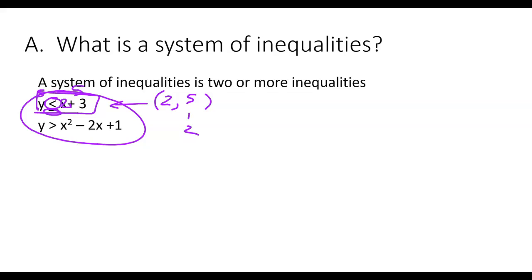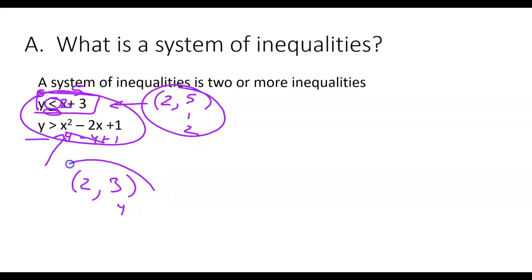Okay? So, well, what about this one? This one has some numbers that would work too. Like if I plugged in 2, I would get 4 minus 4 plus 1. So this side would be 1. So what could go over here? 3? Yeah. It's got to be bigger, right? Or 4, right? Now, a system of equations is where they have points in common. So I want to find out what points this one has in common with this one. Now, there's an infinite number of possibilities, so you can't really write them all out. So instead, what we're going to do is graph it to show where all the answers are.